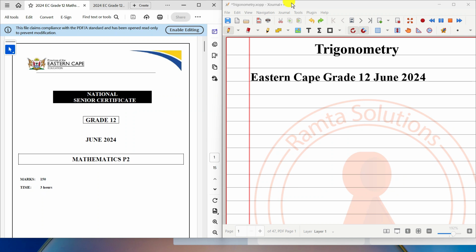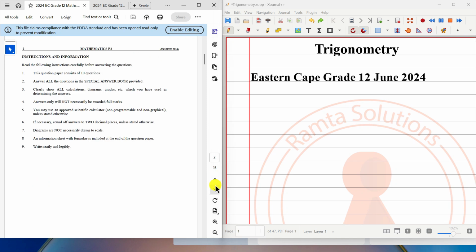The question paper that we are looking at today is the Eastern Cape's grade 12 June examination of 2024. By now, you know that when we do past papers, we read instructions. Remember, all instructions are important, but we are going to read just a few that we think you should always remember. And that is instruction number 3 to begin with, by the way.